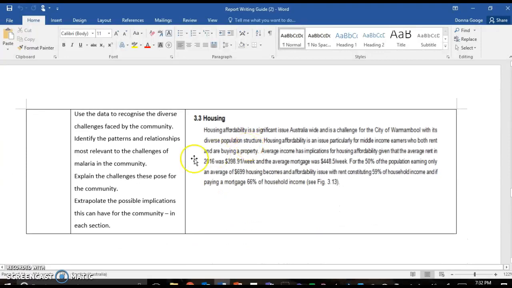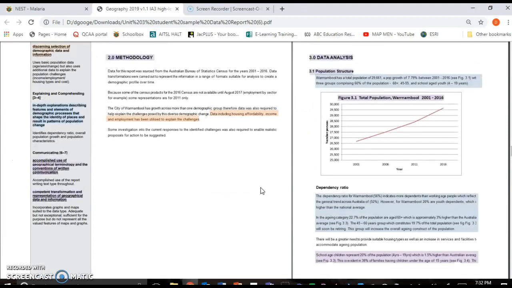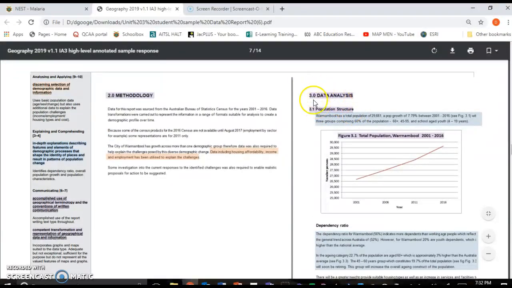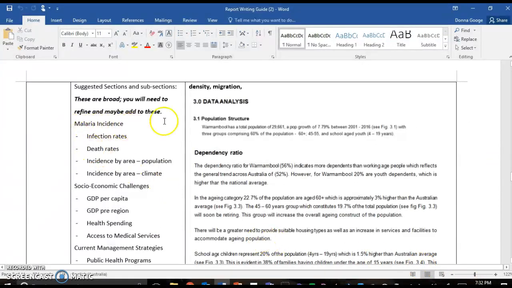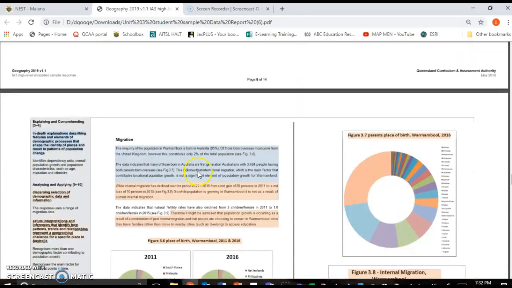Now, this is going to be the biggest part of your assignment. When you have a look at the exemplar, you'll see here we have the first graph, which is probably the one that they did the initial trend. So you must put that initial graph in, maybe as your starting point under malaria incidence, talking about death rates. And they've done 3.1 population structure. Yours could be 3.1 malaria incidence.